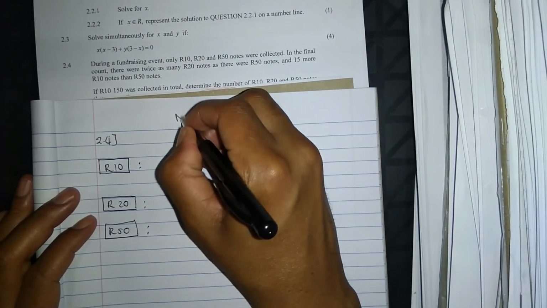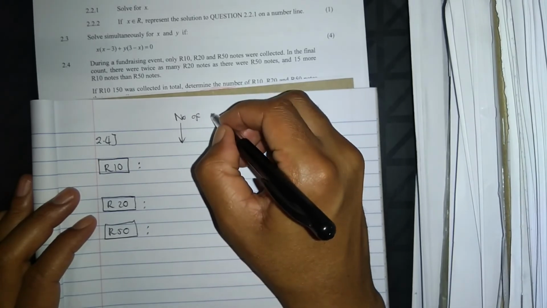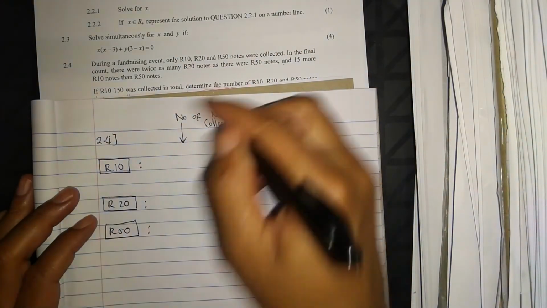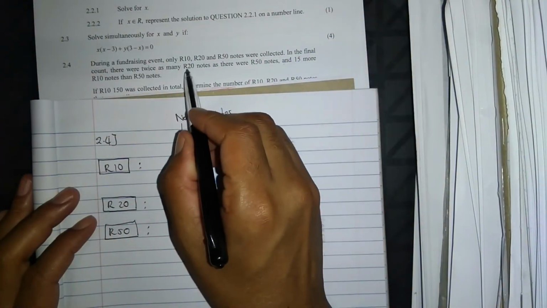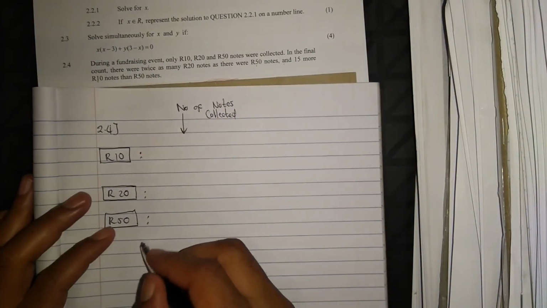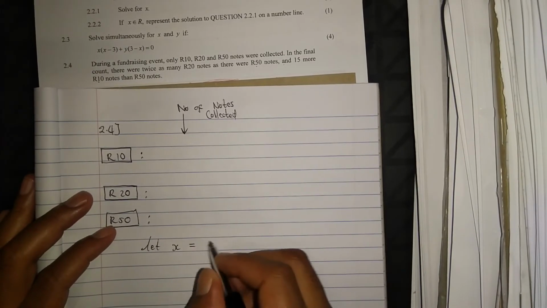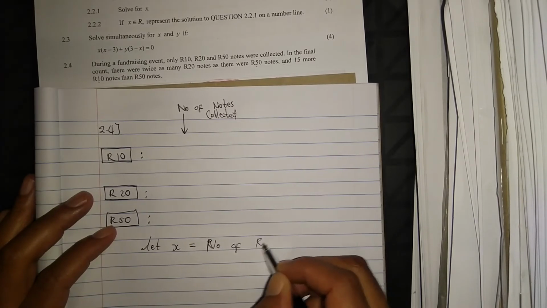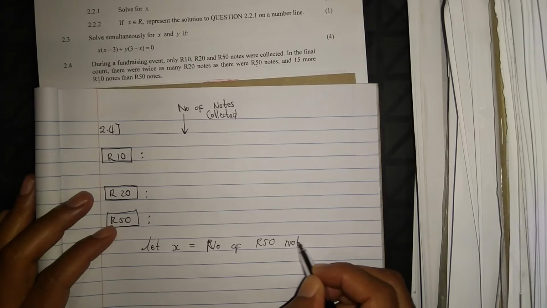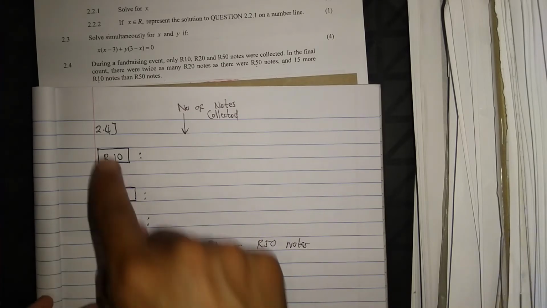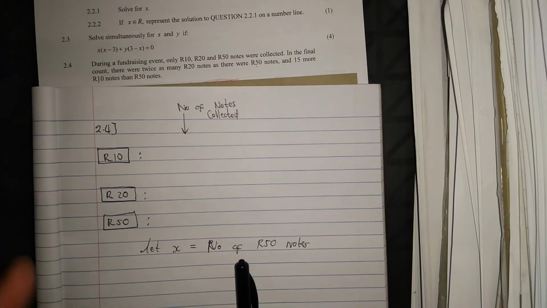Let's say the number of notes collected. Since we are comparing the 20 rand notes to the 50 rand notes and the 10 rand notes to the 50 rand notes, we are going to let x be equal to the number of 50 rand notes. Why let x be equal to the number of 50 rand notes? It's because all the other notes, the 10 rand and the 20 rand, are being compared to the 50 rand notes.